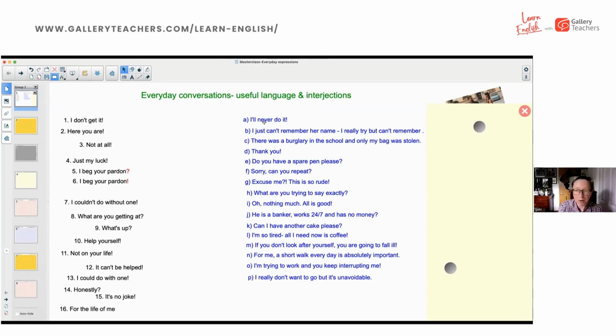So the first one, when you say, I'll never do it, which phrase would be fitting the context? If you say to someone, oh, I'll never do it. No way, I'll never do it. Which one would you actually use? Not at all. Try again. Number 13. Not Anastasia. You see, 11, not on your life.